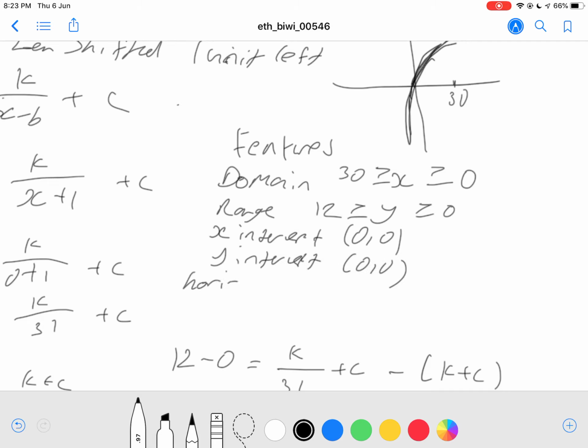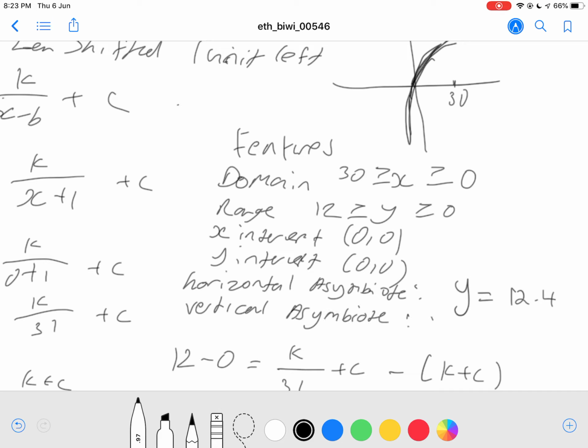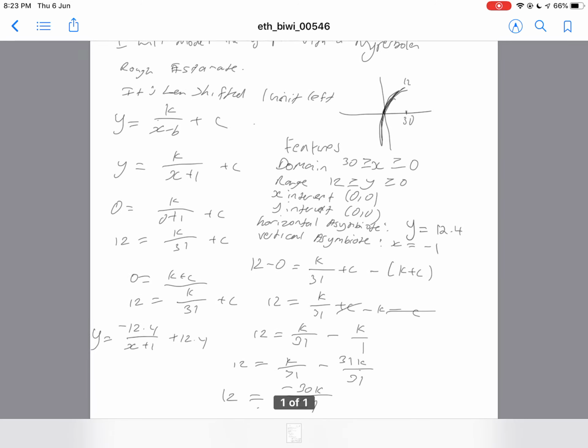Now we have our horizontal asymptote, however you want to pronounce it. We'll say that y equals 12.4, and our vertical asymptote is x equals negative 1. So that should be your features for your hyperbola. And we'll go on to the square root graph.